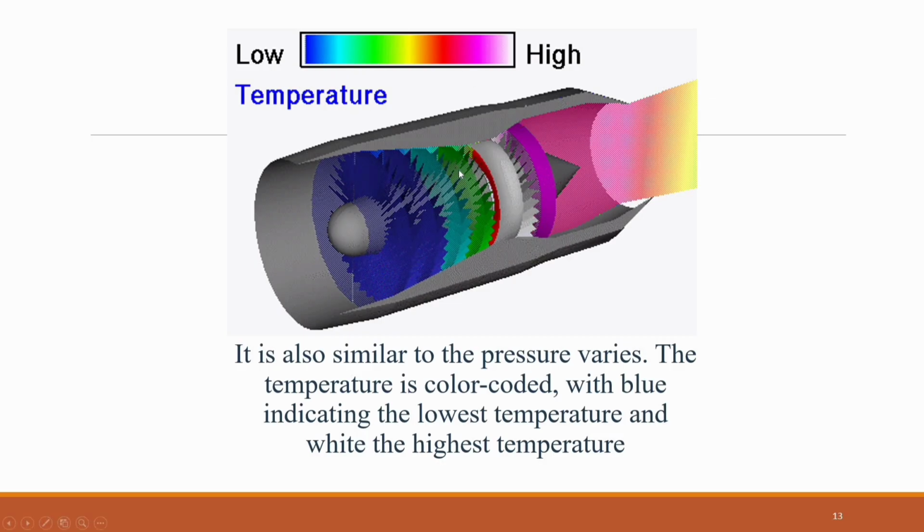After compression, the high-pressure air enters the burner or combustion chamber. Here, a small amount of fuel is added and ignited. Combustion occurs at nearly constant pressure, and the energy released significantly heats the airflow. The maximum temperature in the engine is reached within the burner as the fuel-air mixture burns and expands.